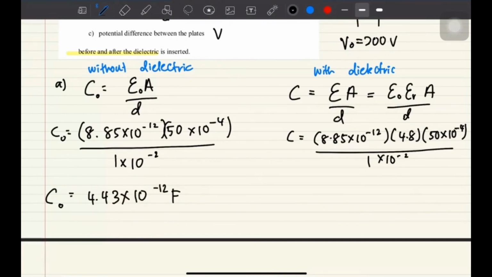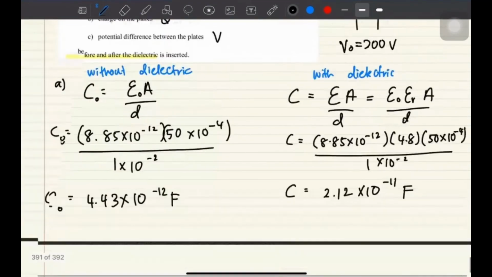Unit di farad. Kamu ada kelas lagi? Betul sir. Okay, kamu ada kelas after this? Ya. Okay, dah kita akan habis santai lah. 3 minit lagi. Okay. So that one is for question A.